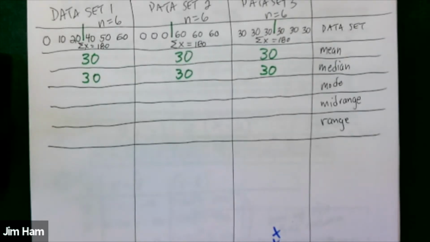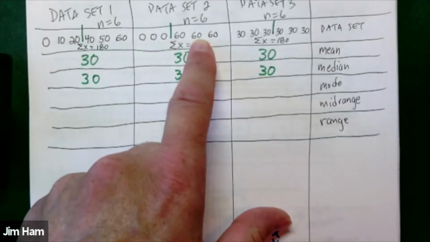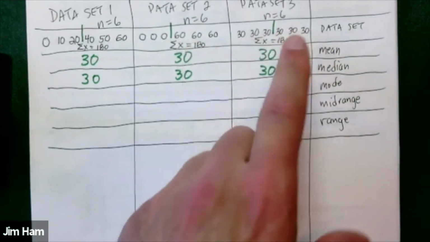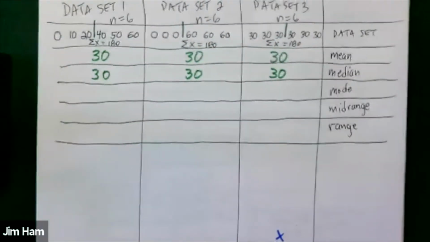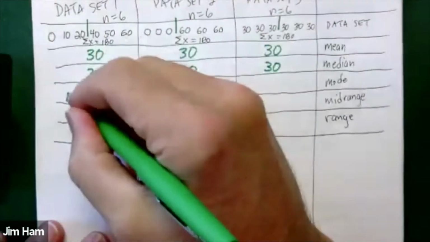It's important. The way that we're going to define it is, you look at this data set, you see 3 zeros and you see 3 60s, and then you say, oh, 0 and 60 is the mode. Over here, you see all these 30s and you say 30 is the mode. But the way we're going to define it is, in all cases, there is no mode.